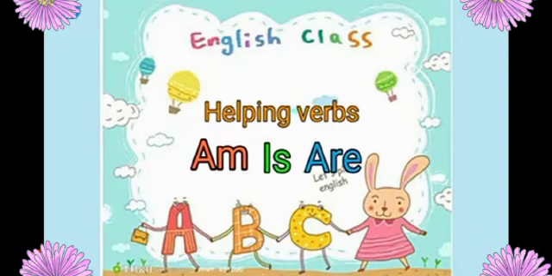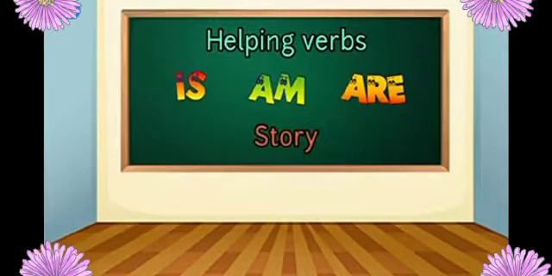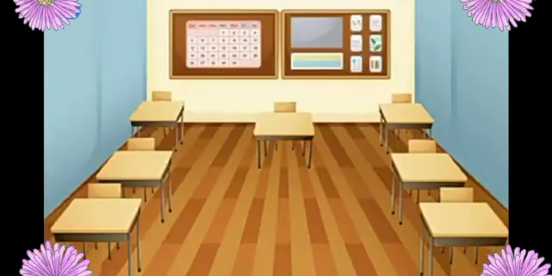Today we will do helping verbs am, is and are. So let's begin. Is means hai, am means hu, are means hain. Let's know more about them with an interesting story.